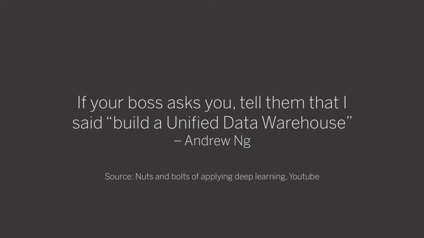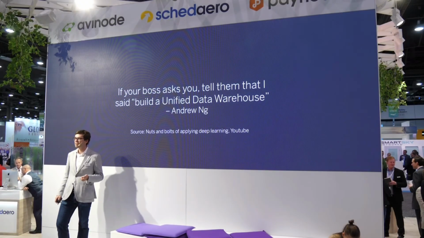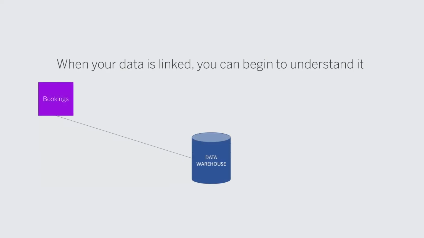Where can you start? Well, this is from another industry as well, from the world of AI and machine learning. This is a quote from Andrew Ng, and he says, if your boss asks you, tell them that I said, build a unified data warehouse. Why do you need a unified data warehouse? It's because you're going to need some historical data. You're going to want to put all this information into your data warehouse.